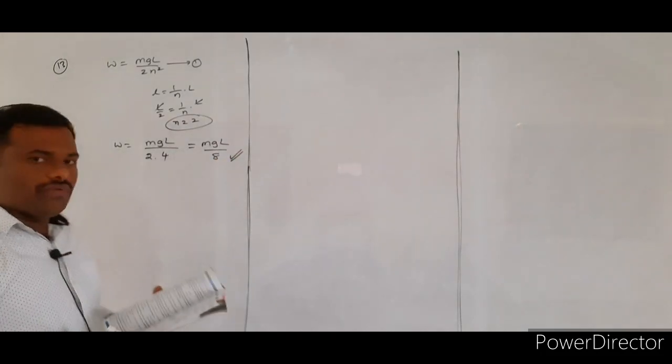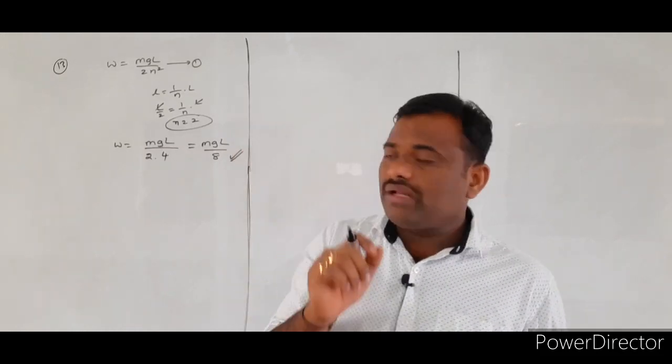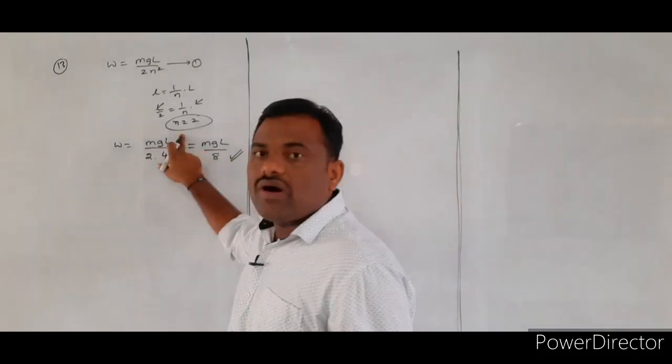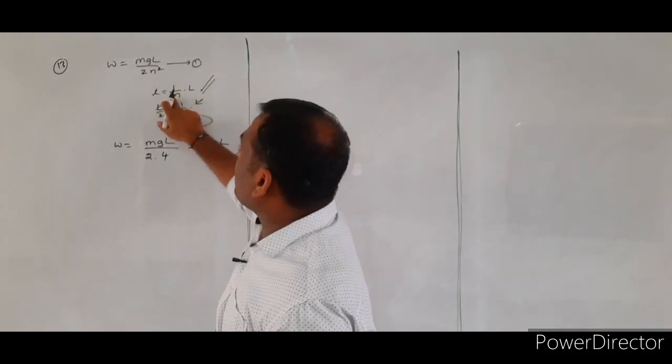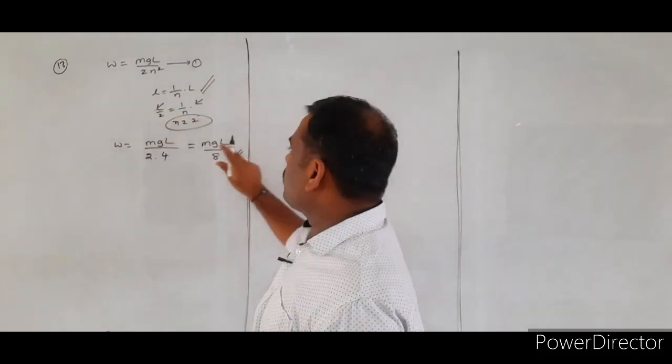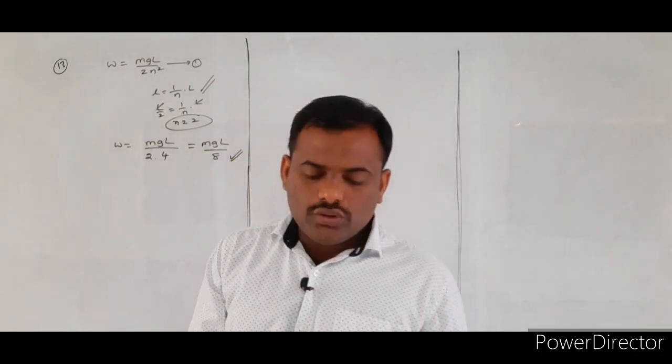Work done is mgL/8. What we have to remember is that we have to calculate the small n value. What is the relation? Length of the hanging part is equal to (1/n) × capital L. Like this we have to get the n value. Already you know the formula: work done is equal to mgL/(2n²).